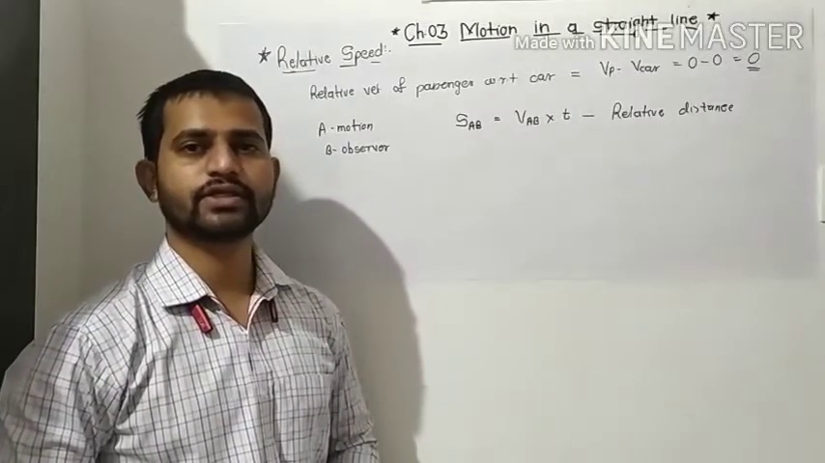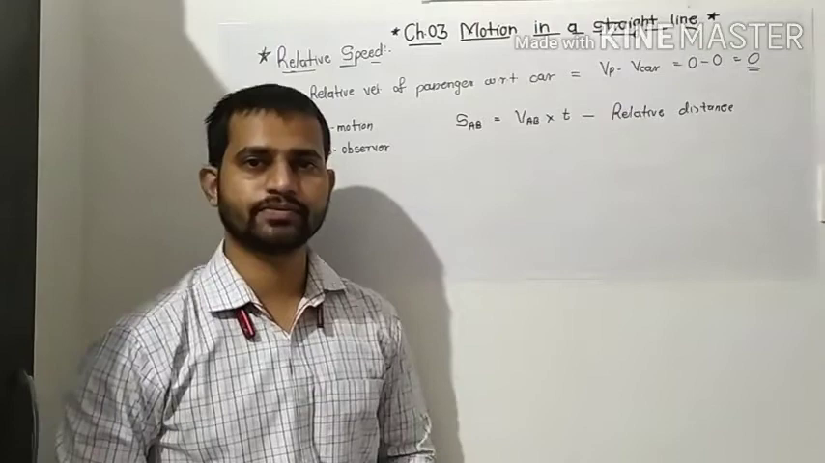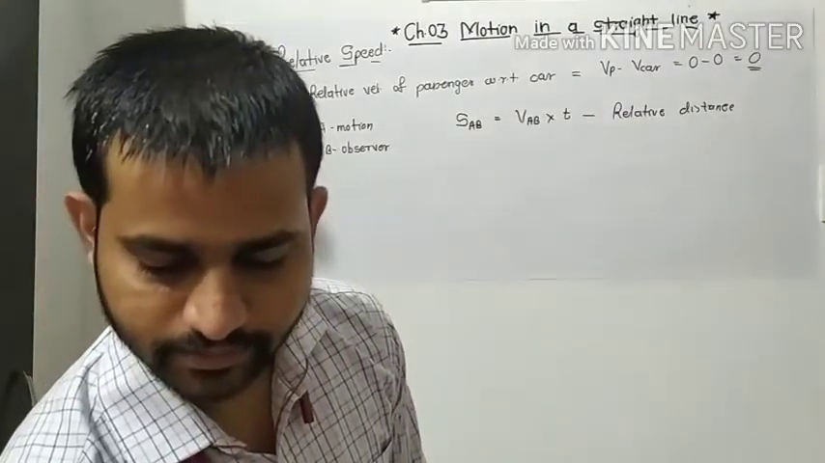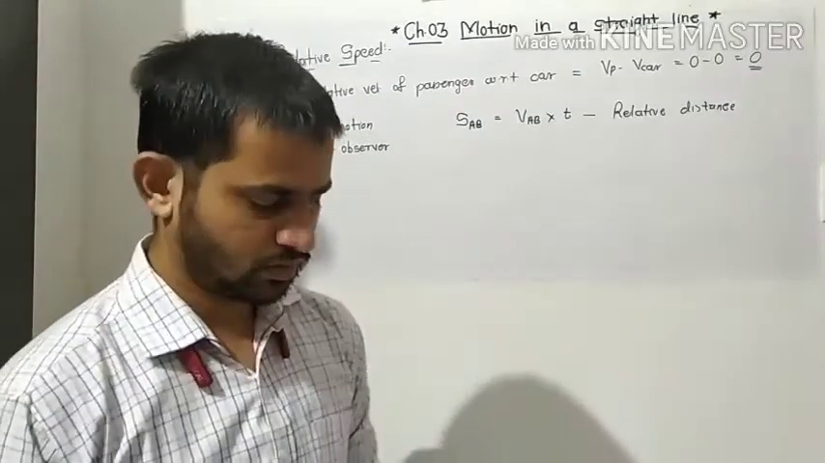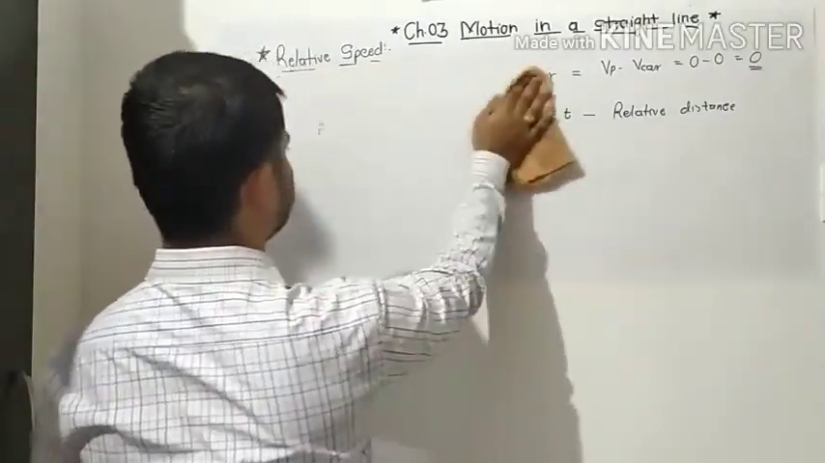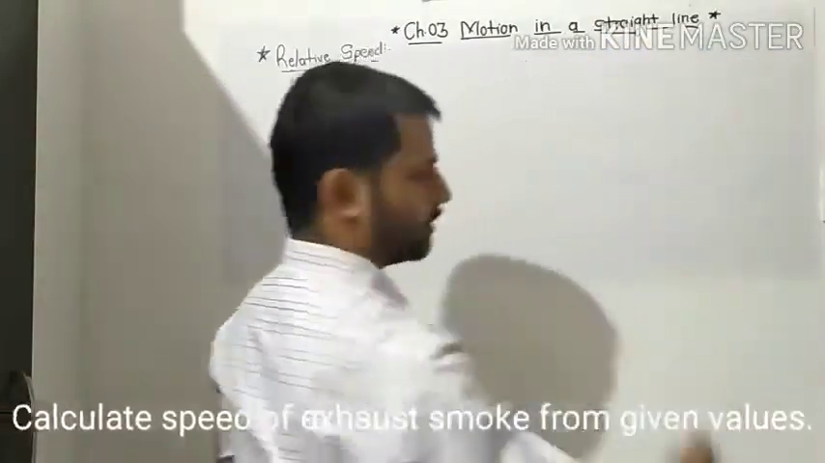Now we have to consider some examples on this, okay, some small numericals. So the first example we will see is about a jet aeroplane traveling at a speed of 500 km per hour, okay.